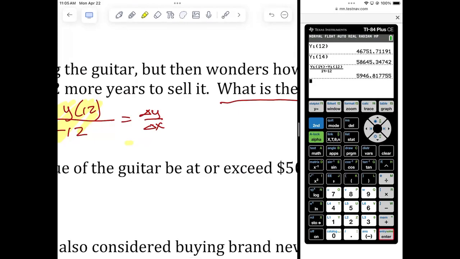Whoa, I'm writing with a highlighter. I haven't done that in a while, stupid highlighter. 5946.81 or 82, either one.